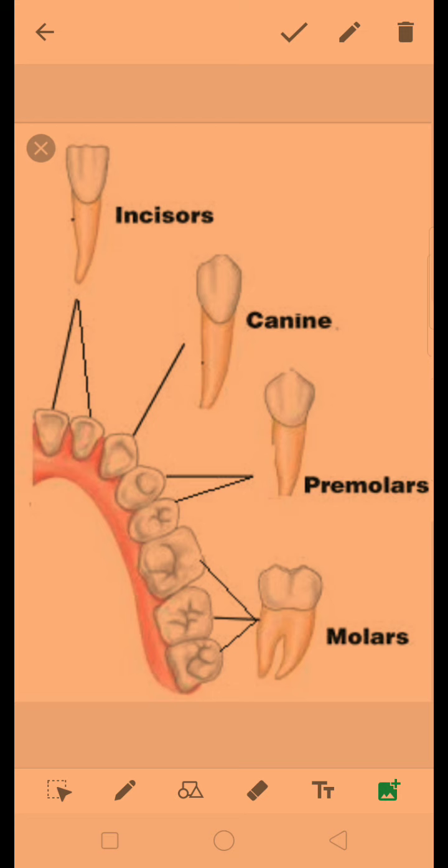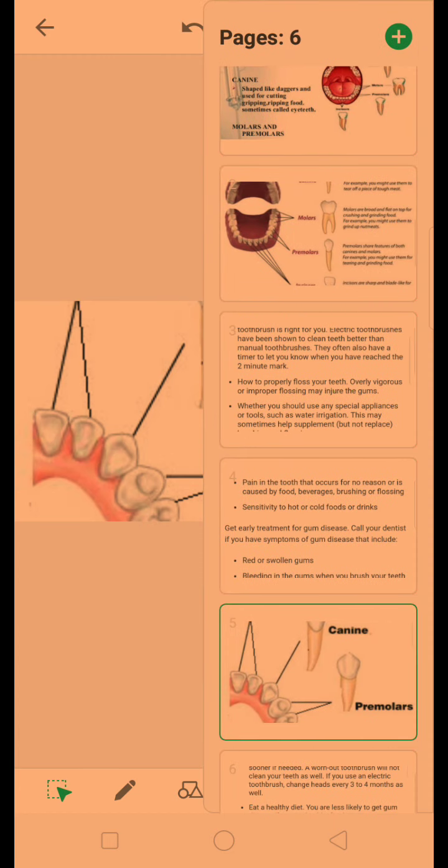So there are 4 types of teeth in human beings. The names of them are incisors, canines, premolars and molars. So first of all we should learn that there are 4 types of teeth in human beings. Now let us see next.